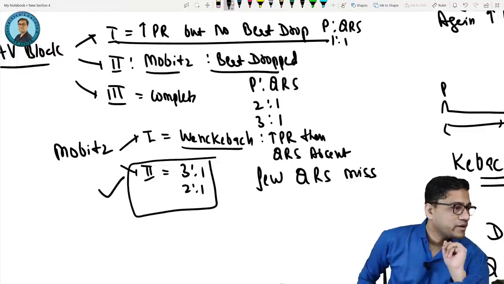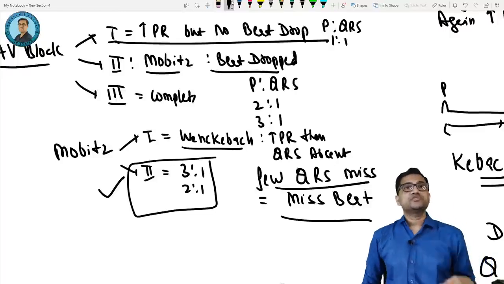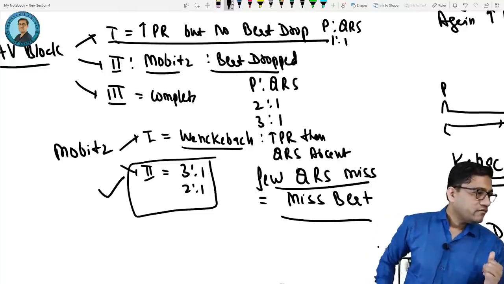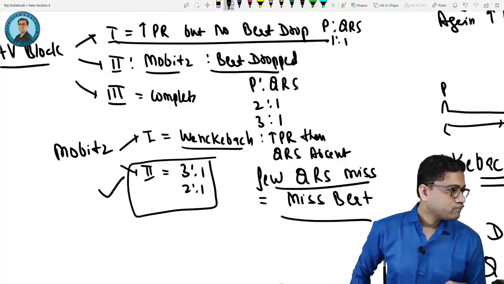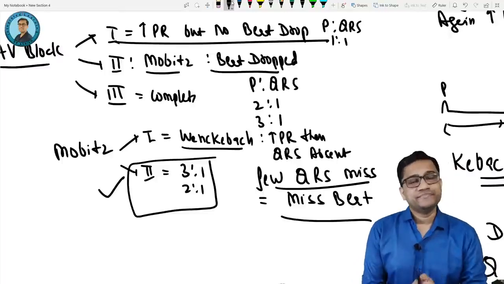Are you clear? Okay. Missing beat means no QRS. Missing beat is no QRS. It's called a missed beat. Are you clear? So what is a missing beat? When QRS is not seen. Okay. Fine, Ashish. Okay. Chalo. So everything is clear?